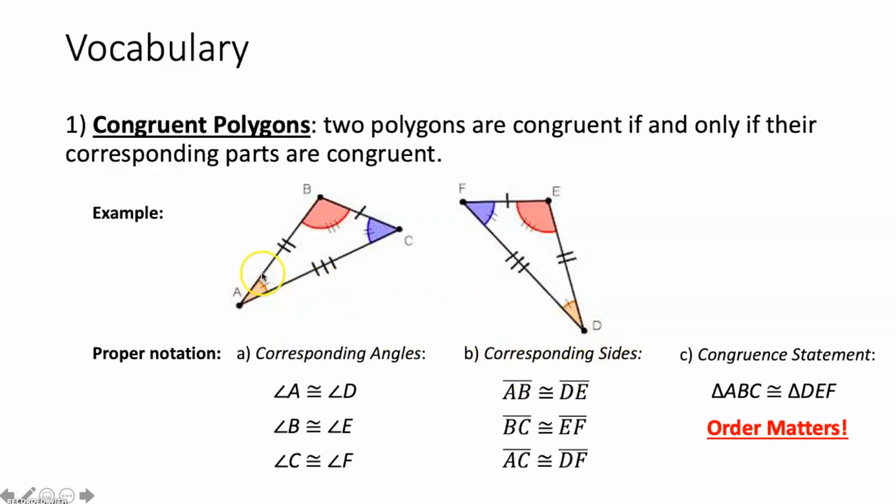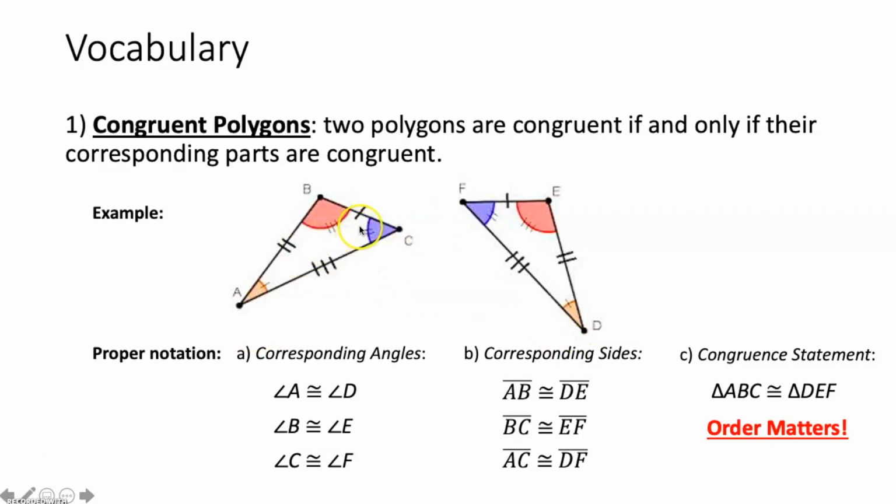Their corresponding angles. Angle A is congruent to angle D. Angle B is congruent to angle E. And angle C is congruent to angle F. Same thing with the corresponding sides. Segment AB or BA is congruent to segment DE or ED. Segment BC or CB is congruent to segment EF or FE. And segment AC or CA is congruent to segment DF or FD.